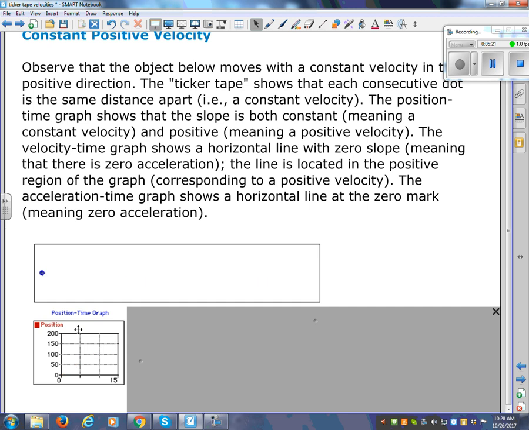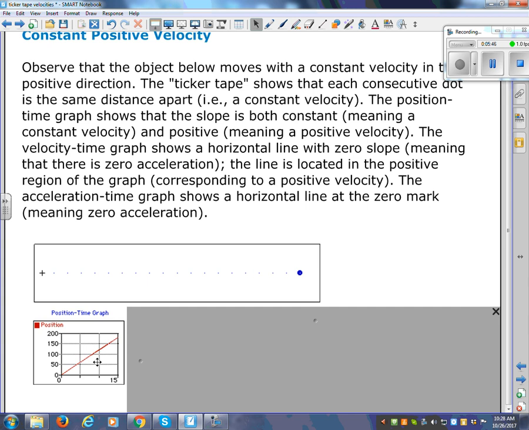Would it be straight? Would it be flat? Would it be curved? It would be straight, Jason? Yeah. Would it be flat? No? Remember, the slope of the position time graph is the velocity. What's the slope like here, Mallory? Is it positive or negative, the slope? It's positive, that's correct. Is it a constant value?